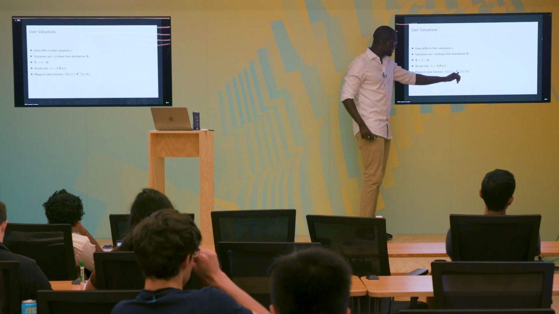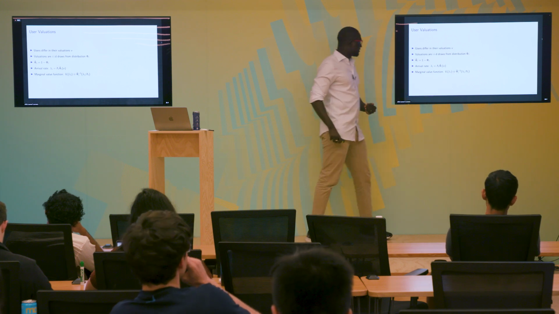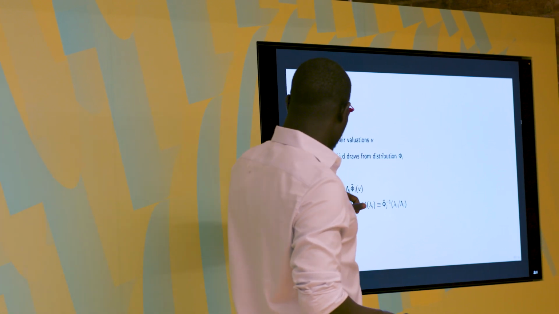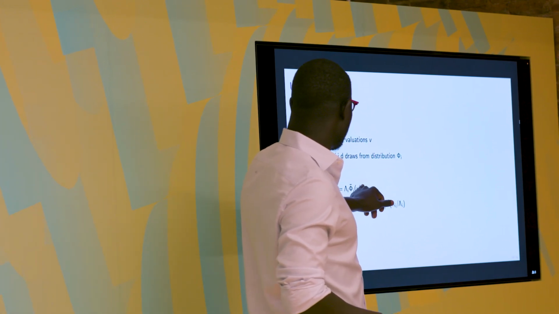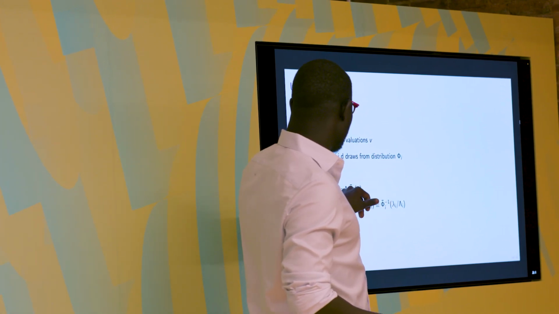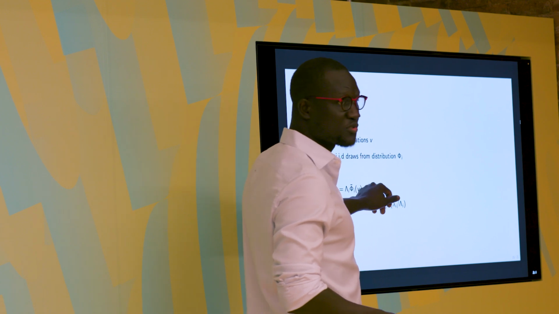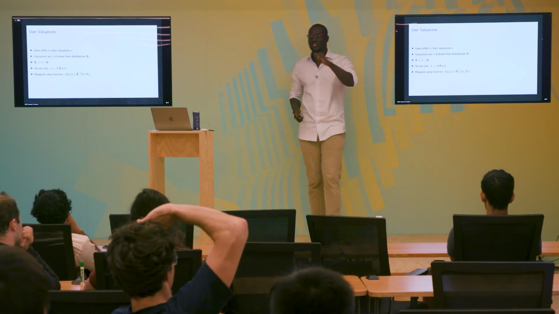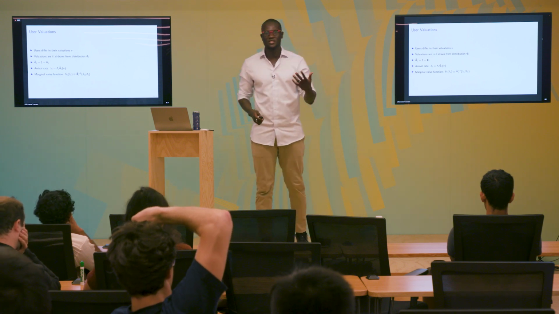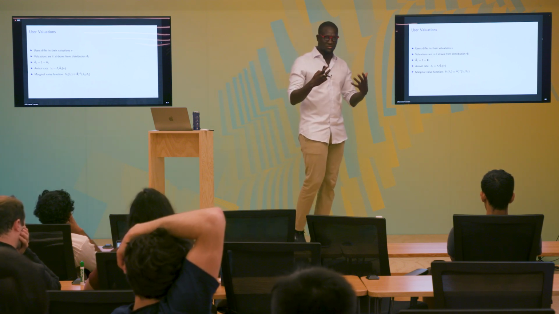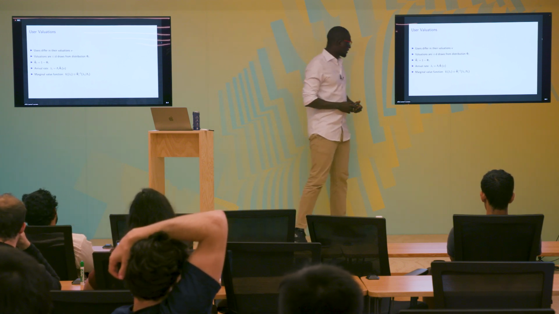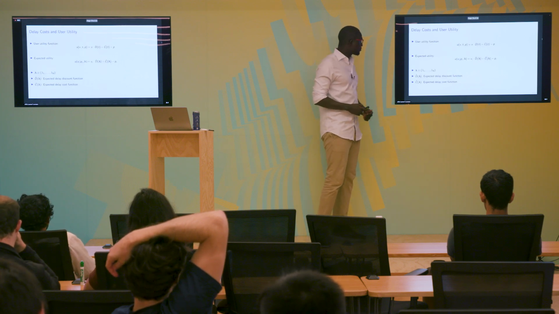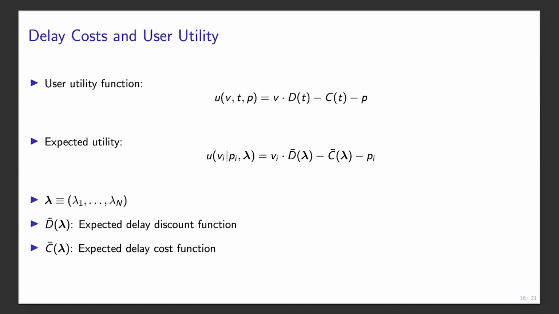So what is the marginal value function? Given a certain level, the cutoff value will be, for any given arrival rate, the value that corresponds to that arrival rate. Okay, V, the marginal valuation that will be able to be served in this queue. All right, we need some way of valuing things.